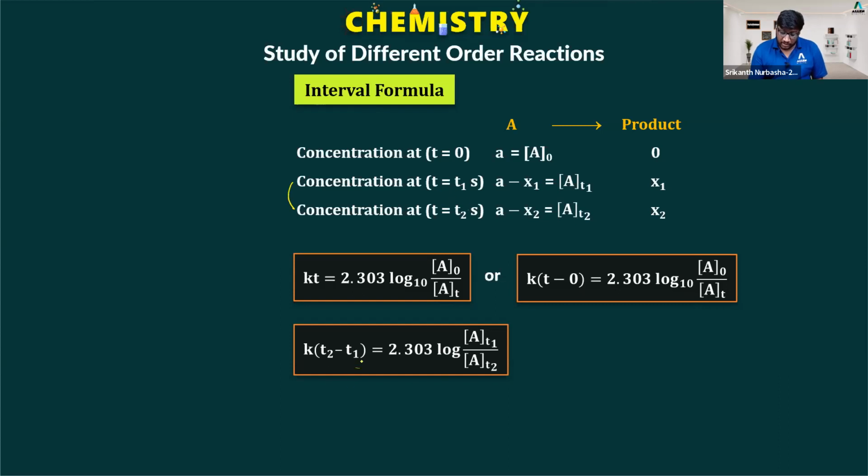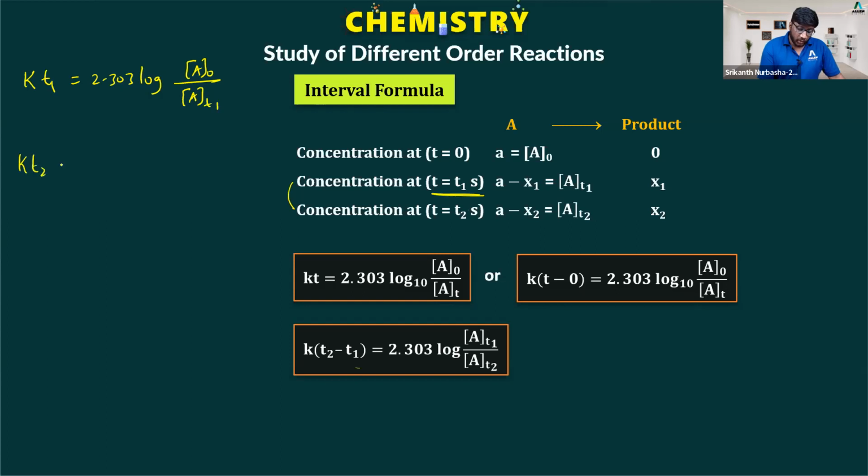K into T2 minus T1 seconds is equal to 2.303 logarithm of concentration at time T2 divided by concentration at time T1 divided by concentration at time T2. It is not something new. It is the same formula. Like you can apply at time T1. This is the concentration. So what is our formula? K into T1 is equal to 2.303 into logarithm of concentration at time T is equal to 0 by concentration at time T1.